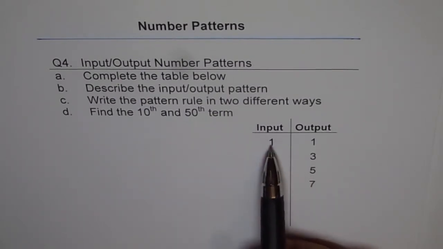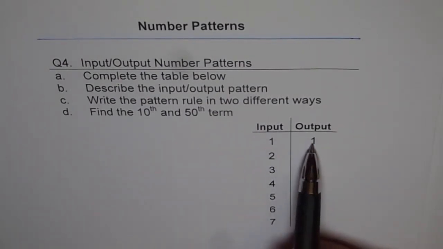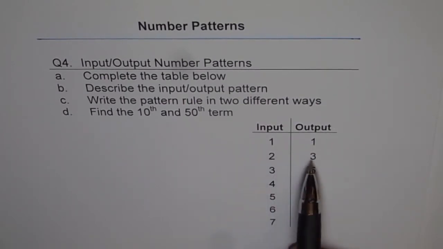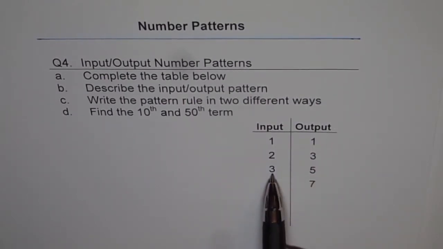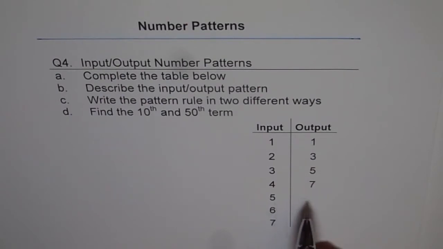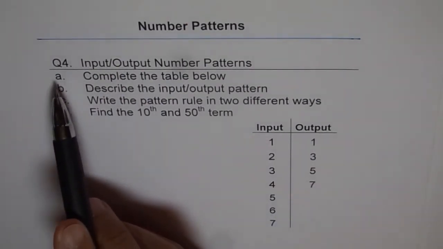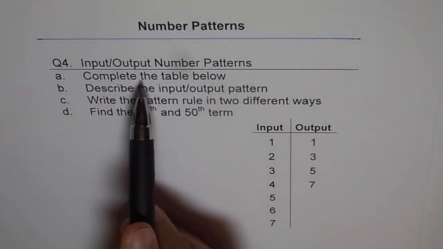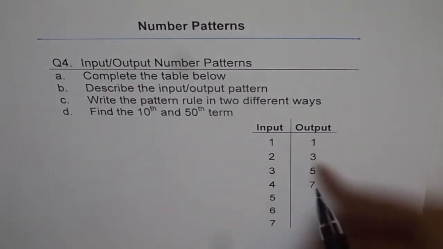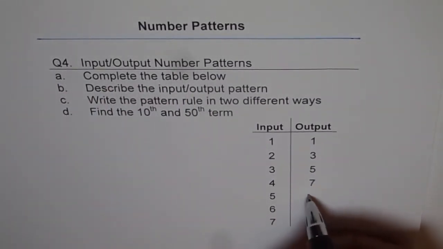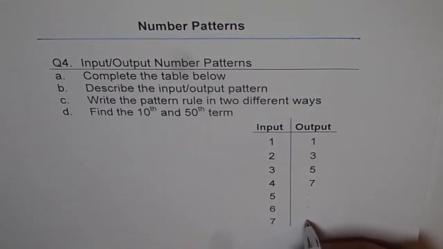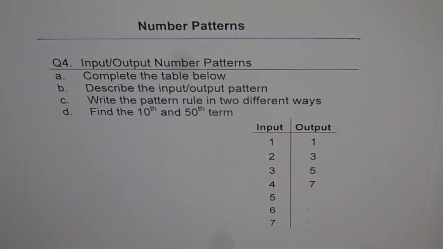So if input is 1, output is 1 here. If input is 2, output is 3. If input is 3, output is 5, and so on, right? So what are you supposed to do here? Question number 1A is complete the table below. So this is the table, right? So fill in these values. So that is the first thing you have to do. While I am discussing, you can copy the table and complete it, right?